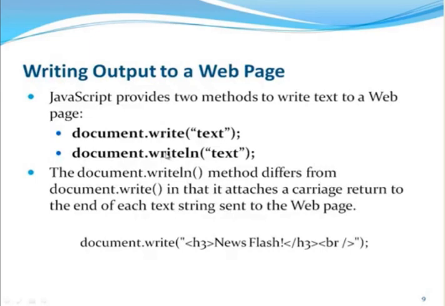Document.write. Next one is document.writeln. The document.writeln method differs from document.write in that it attaches a carriage return to the end of each text string sent to the web page. These are the differences between these two commands, document.write and document.writeln.